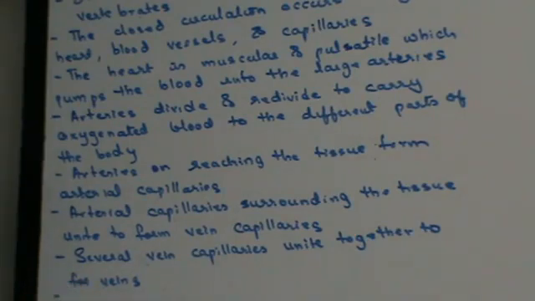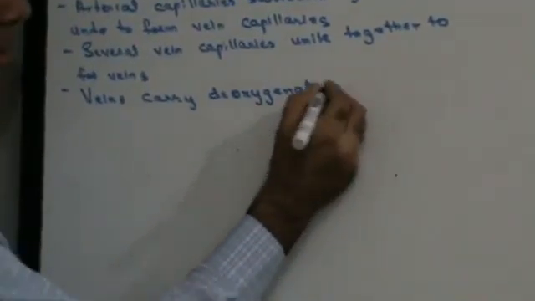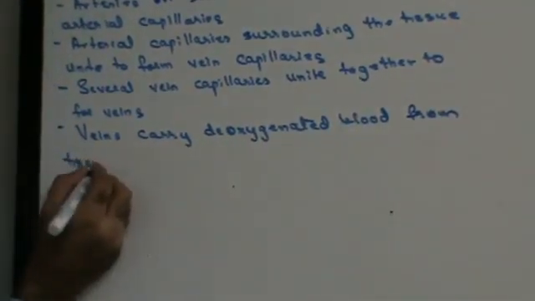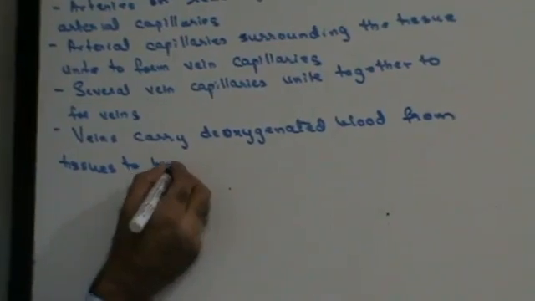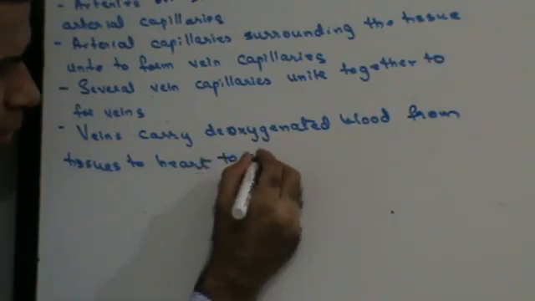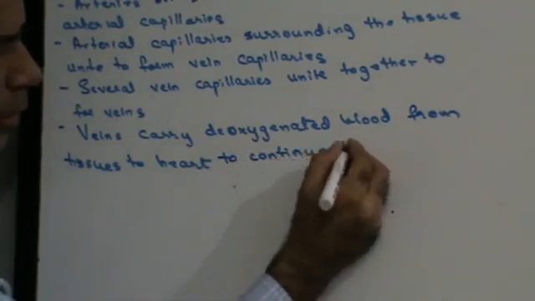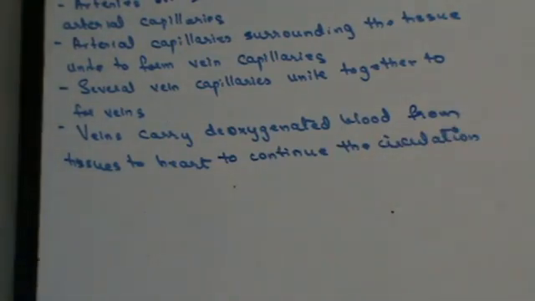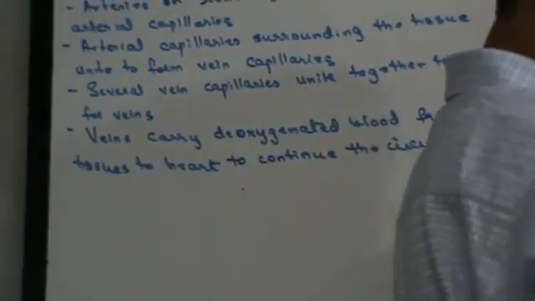I can say veins carry deoxygenated blood from tissues to the heart and to continue the circulation. So that is how circulation takes place in the case of closed circulation.